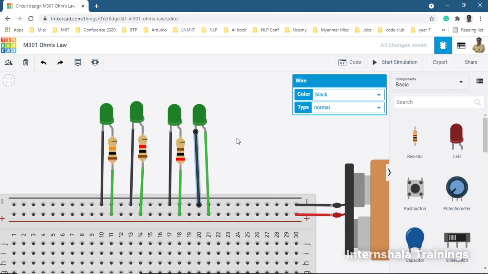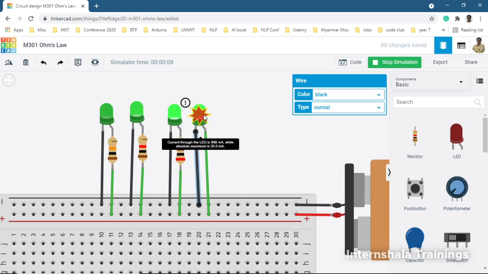So what is your prediction of what should happen if I press the start simulation button? All the LEDs are forward biased. All of them should glow, right? They are provided with more than 2 volt. We are giving them 9 volt, so definitely they should be glowing fine. So I do that and I see, well, they are glowing but in a different way. The rightmost one says the current through LED is 900 milliampere while the maximum allowed is 20. Okay, that means this LED is gone.